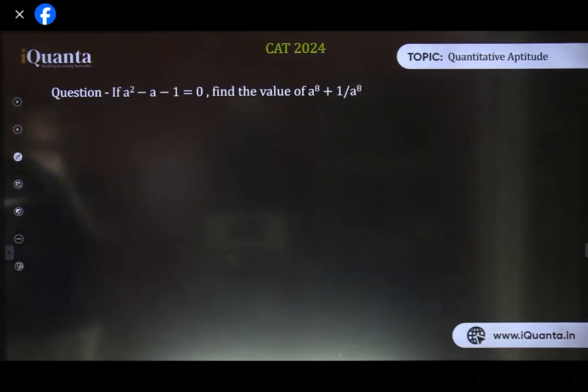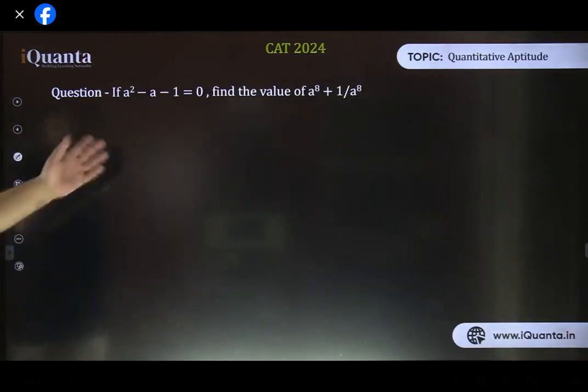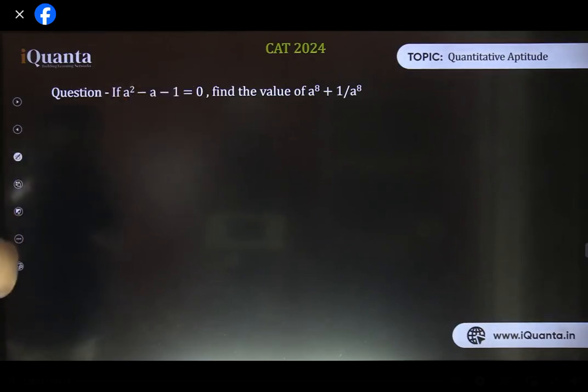And I'm directly jumping to, okay, let's do this part also. This is a good question. These are called special equations now. a square minus a minus 1 equals 0, find the value of a power 8 plus 1 by a power 8. It's an easy question. Can you try this? Can you find the answer?